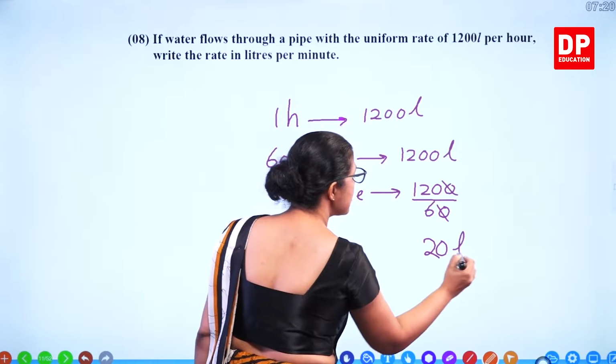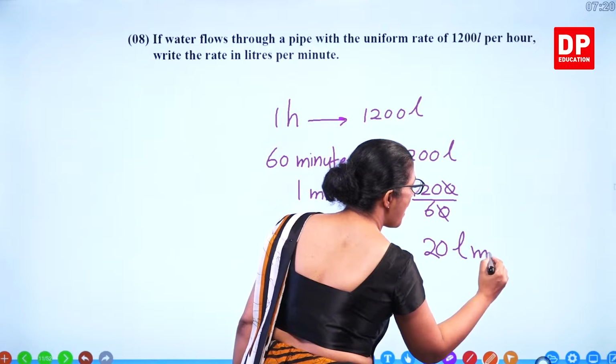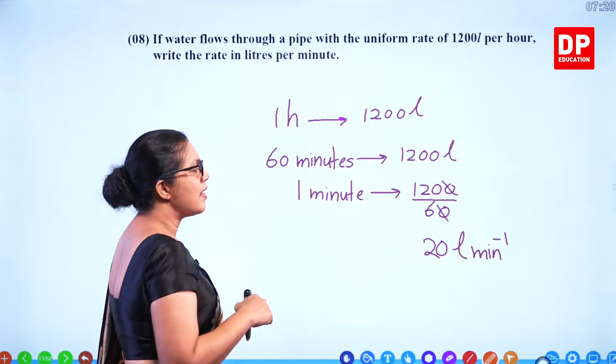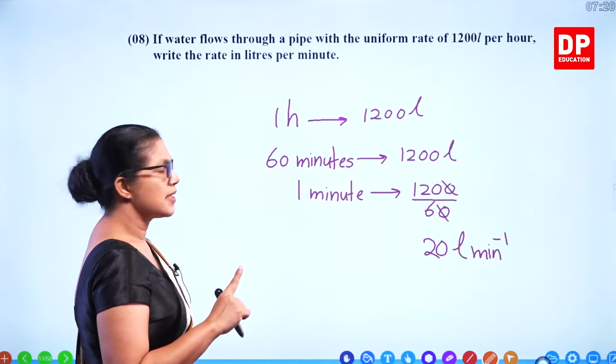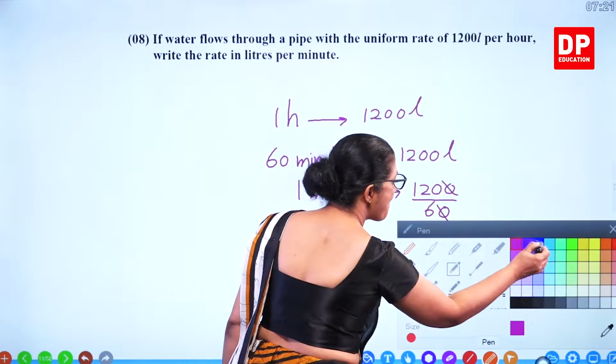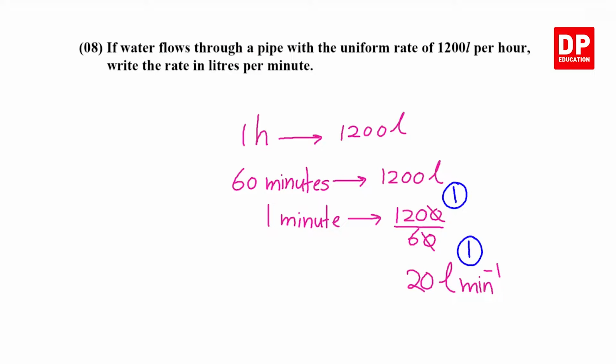20 liters per minute. How you write that one? Minute, put minus 1 as the power. Per minute. So that's the rate. So you get 1 mark here, 1 mark for division.